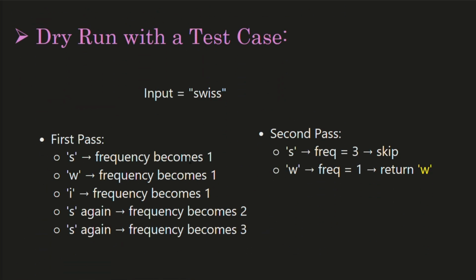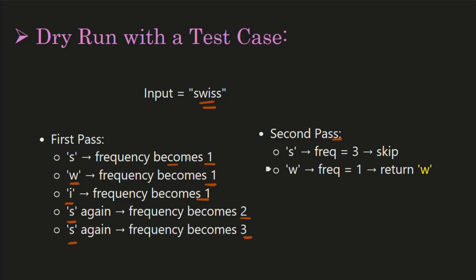Dry run. Input equals swiss. First pass. s. Frequency becomes 1. w. Frequency becomes 1. i. Frequency becomes 1. s. Again, frequency becomes 2. s. Again, frequency becomes 3.